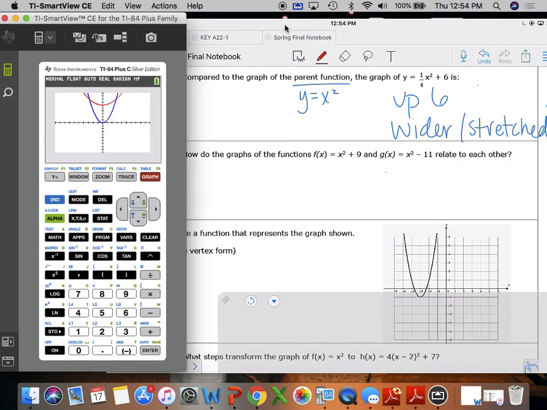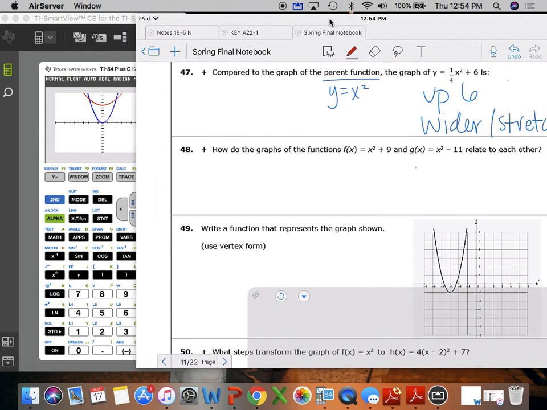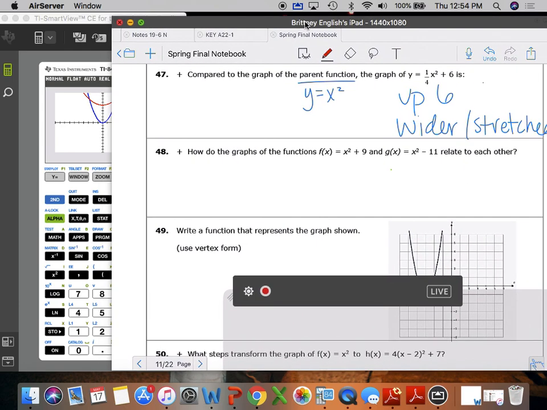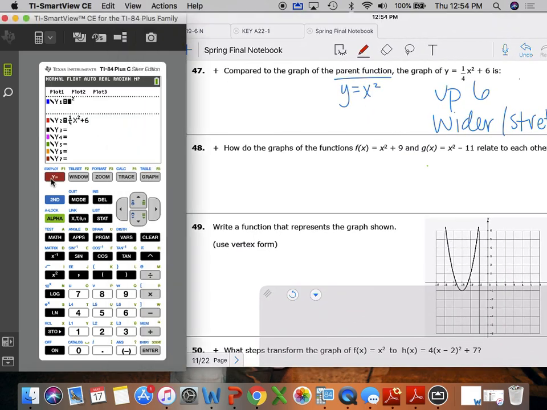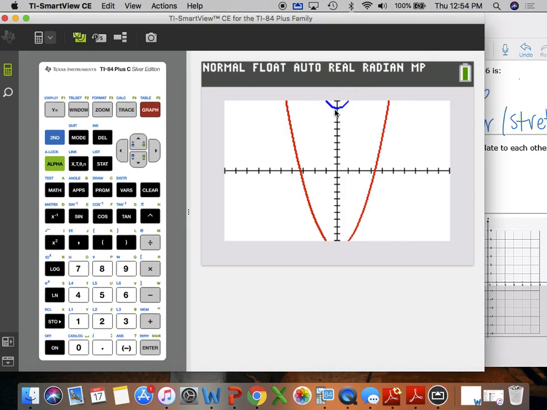Okay. Problem 48. They ask me how the graphs of f of x and g of x relate to each other. So f of x is what I'm going to put into y1. So that's the x squared plus 9. And in y2, I'm going to put g of x. So x squared minus 11. Blue is first, red is second.